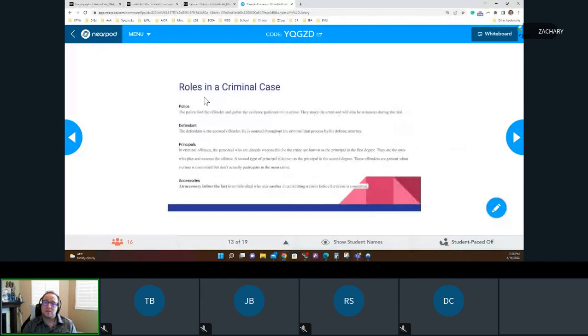Okay, so there are different roles in criminal cases. Okay, one is police. The police find the offender and gather the evidence pertinent to the crime. They make the arrest and will also be a witness during the trial. You have the defendant. The defendant is the one accused of the offense. Okay, he is assisted throughout the trial process by his defense attorney.